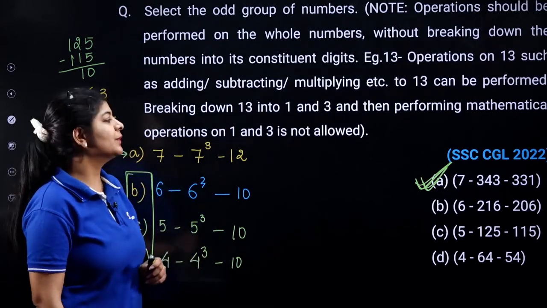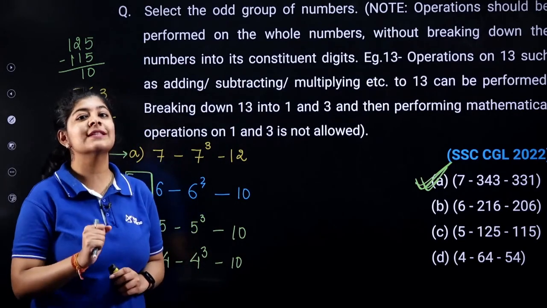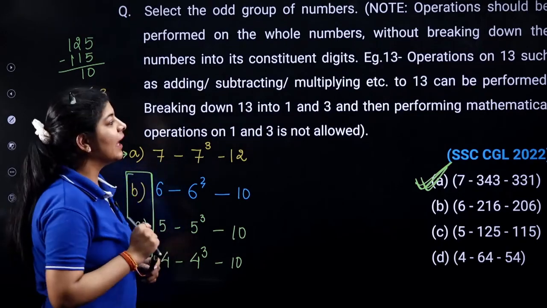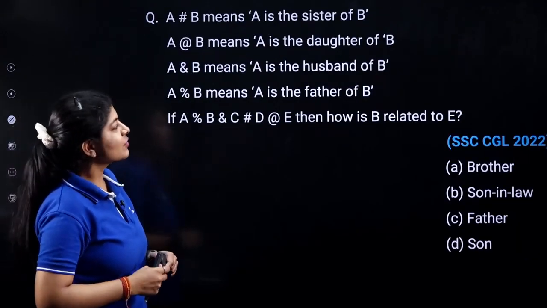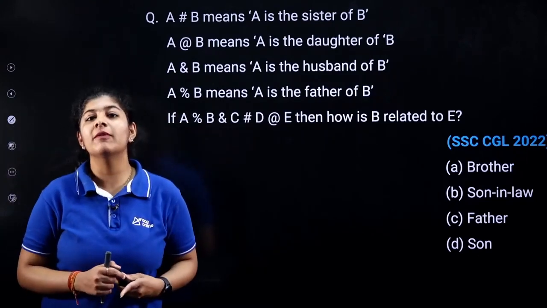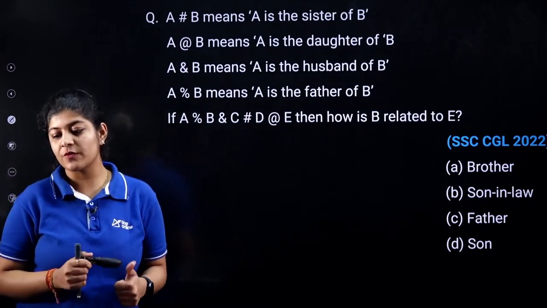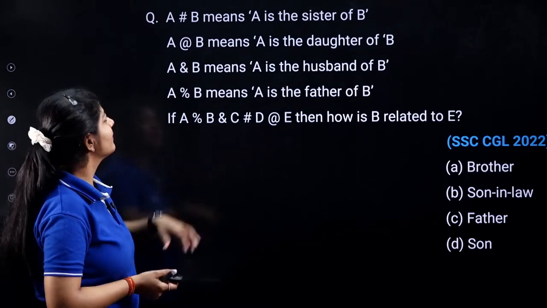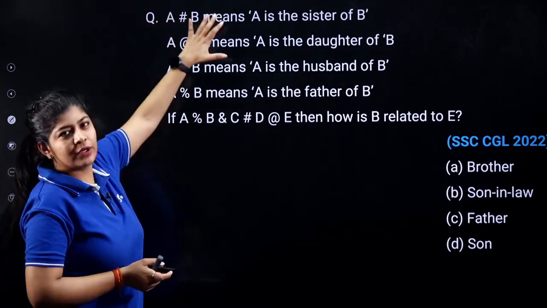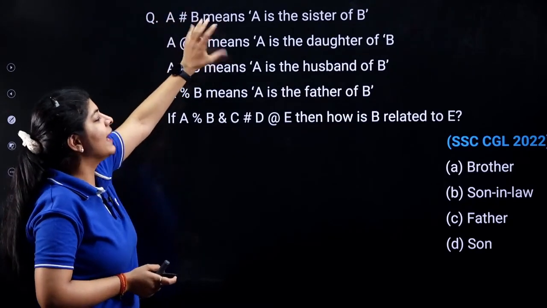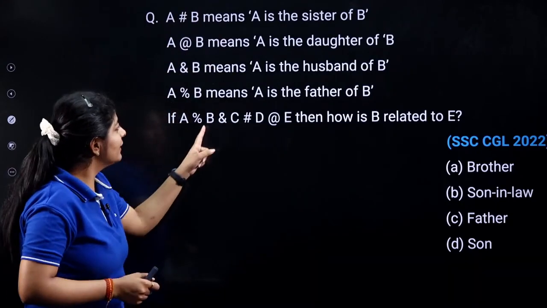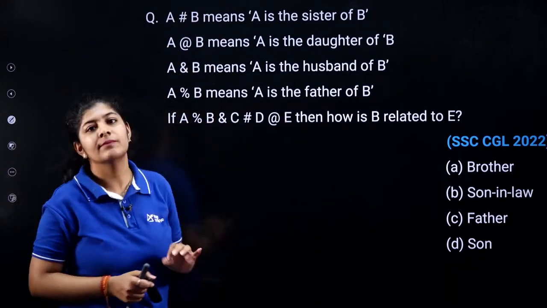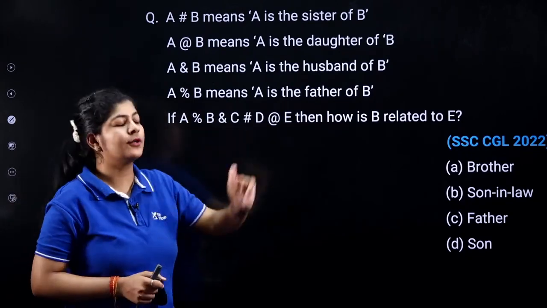Now let's move towards the next question and let's see what the next question is and how we are going to deal with it. The next question is from the concept of blood relation. Here we are having a few coded relations, and on the basis of that we need to determine how B is related to E.